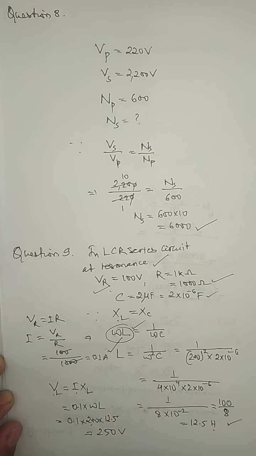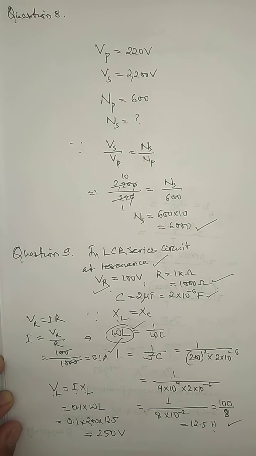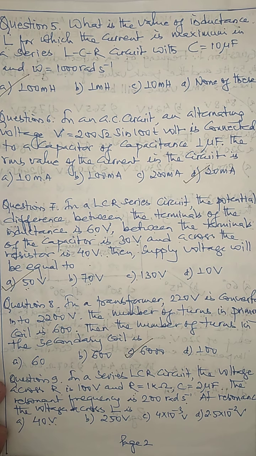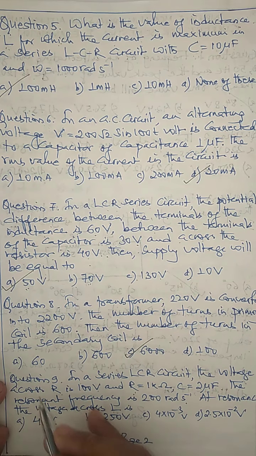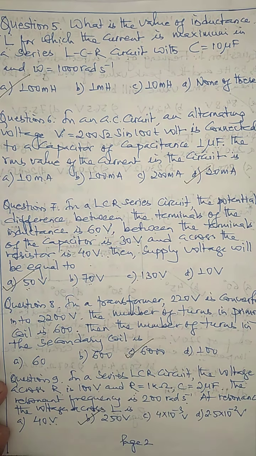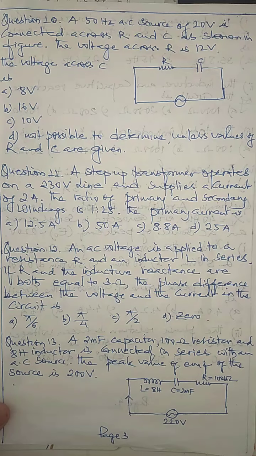250 volt. So what is the voltage that you obtain when you calculate 0.1 into 200 into 12.5? 250 volt. So what is 250 volt? It is the voltage across the inductance. So children, you can see question number 9, correct option is option B, 250 volt. Now we go to the next question, number 10.